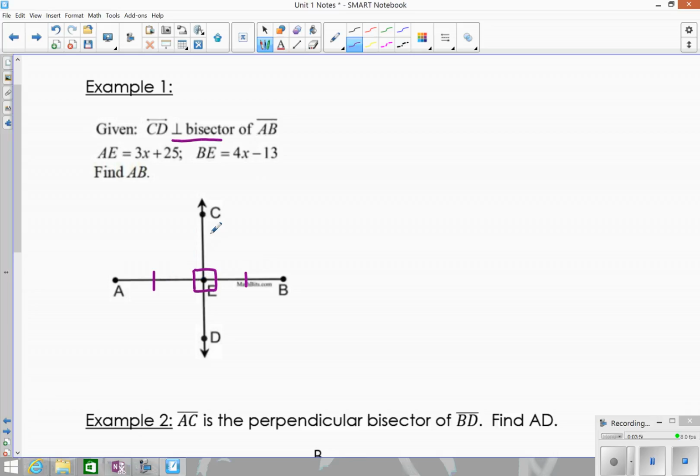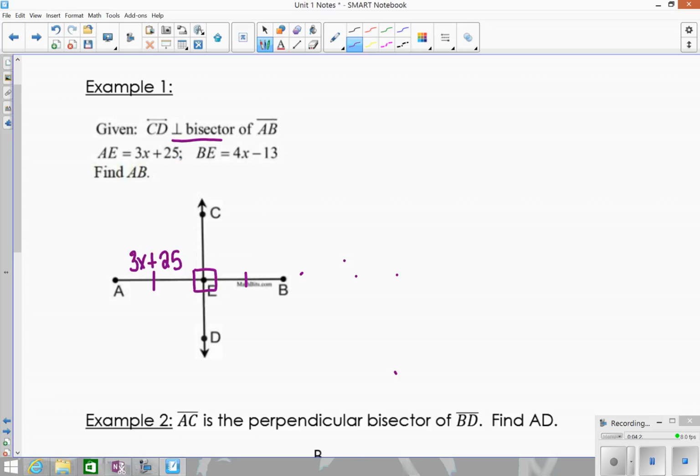So that's why I know that those two parts are congruent. It does not mean that CE and DE are congruent. That's not true. It could be, but we don't know for sure. And so that's the first two things that you would mark. The third thing is that point C is equidistant from A and B, and point D is equidistant from A and B because of that last theorem we just talked about. So if we look at what's given to us, it says AE is 3x plus 25, so we can label that.